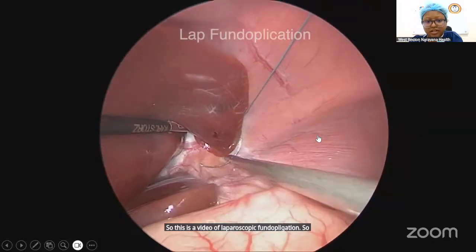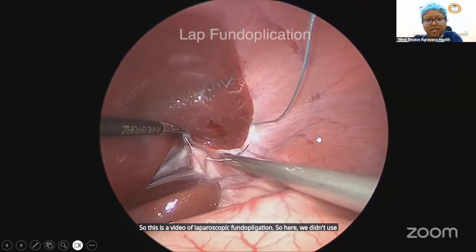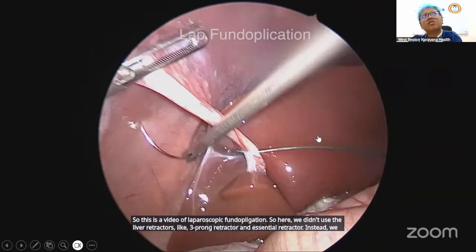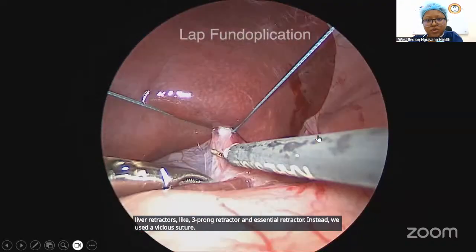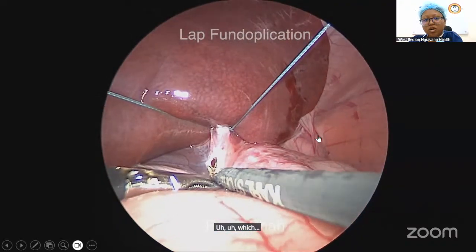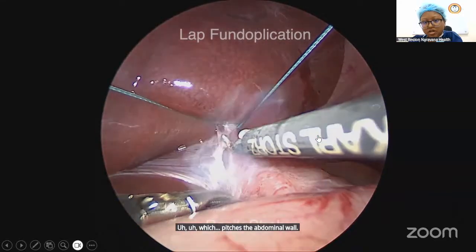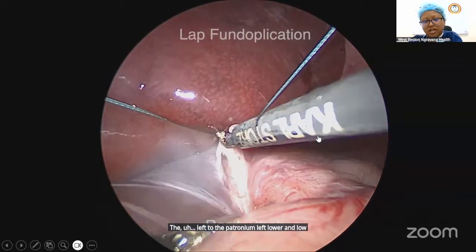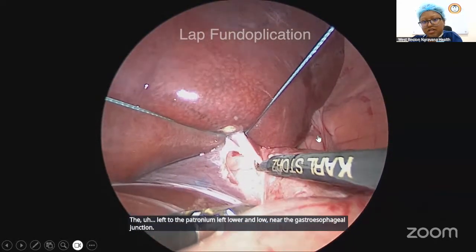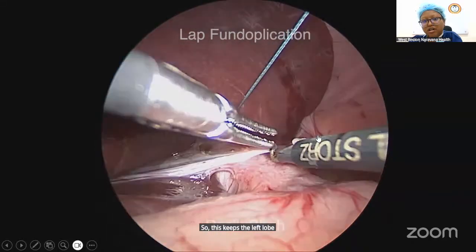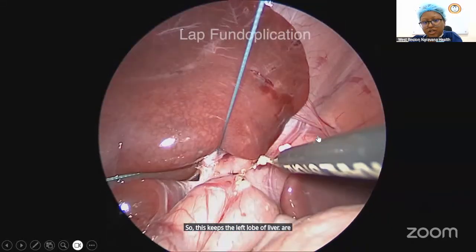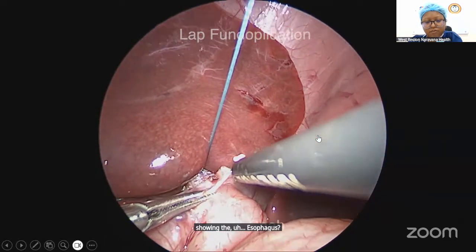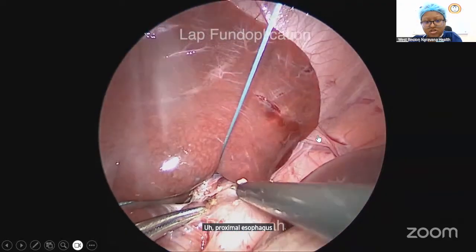So here we didn't use the liver retractors like the three-prong retractor and Nathanson retractor. Instead, we used a Vicryl suture which hitches the abdominal wall to the peritoneum of the left lobe near the gastroesophageal junction. So this keeps the left lobe of liver retracted, showing the esophagus, proximal esophagus, and the gastroesophageal junction.